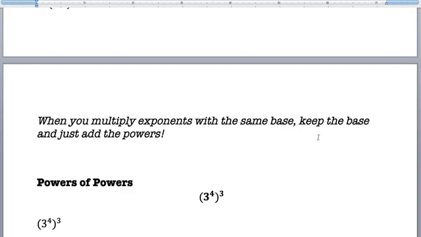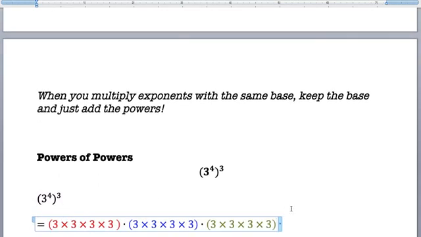So for 3 to the 4th power cubed, we have a group of 4 3s repeated 3 times. I've color-coded it here. This is my first group of 4 3s in red: 1, 2, 3, 4. And here's my second group of 4 3s: 1, 2, 3, 4. And my last group of 4 3s: 1, 2, 3, 4. So my 3 to the 4th power is occurring 3 times.